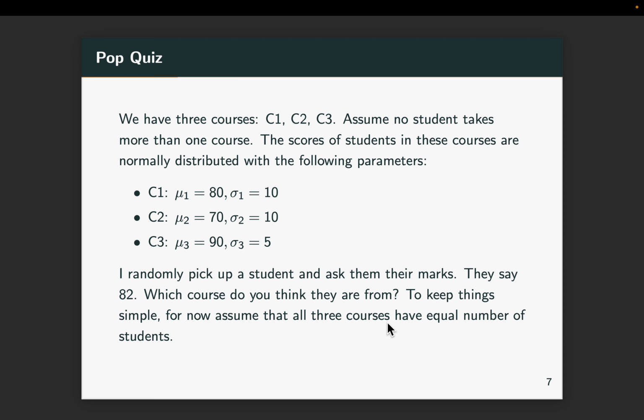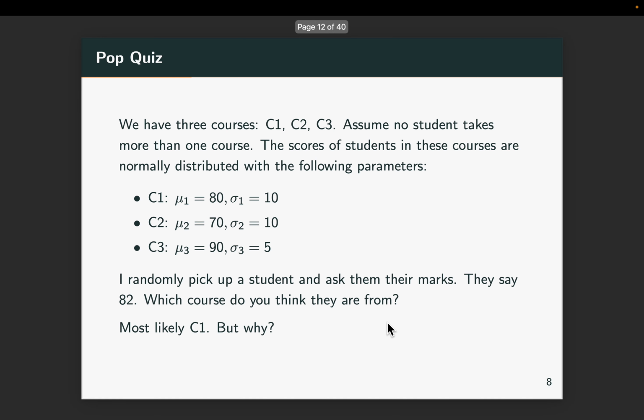Okay, Utkarsh. Let me repeat. Which course is this student from? There's a difference between which course the student is most likely from versus which course the student is from. We don't know, but it seems to be most likely from C1, right? Why? Closest to the mean, right? So without even looking into any of the probability maths, we are able to figure out the answer quite simply.